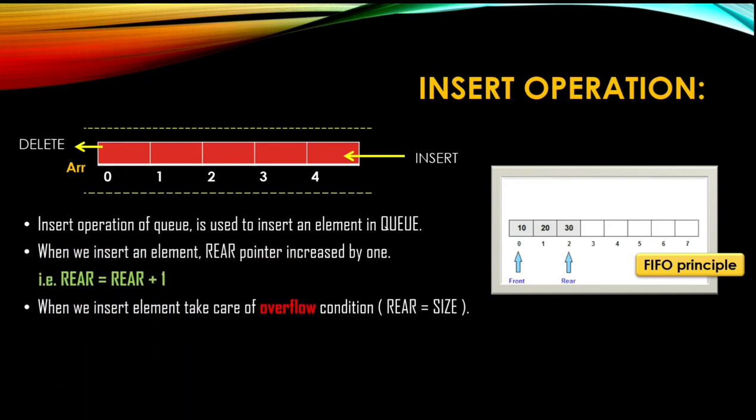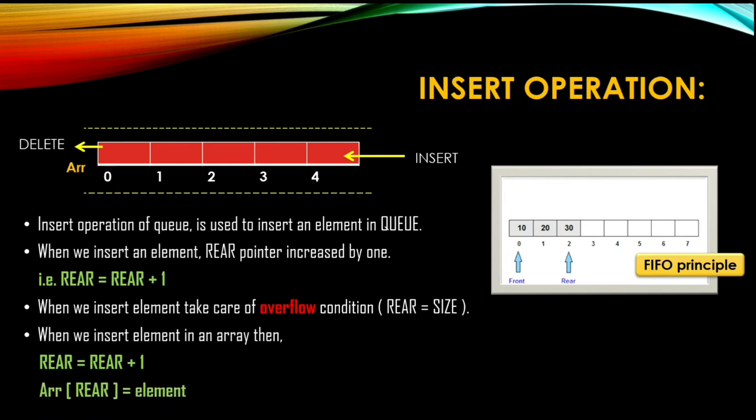When we insert an element, the rear pointer increases by 1. I already told you. When we insert an element, take care of the overflow condition, means rear is equal to size. When we are dealing with algorithm, rear is equal to size. When we are dealing with arrays, then rear is equal to size minus 1. Then when we insert an element in an array, we have to keep in mind that firstly we increase the position of rear and then insert the element in that position.